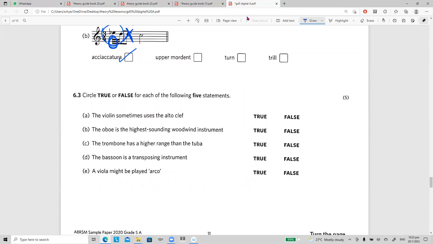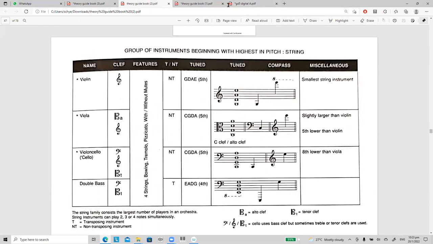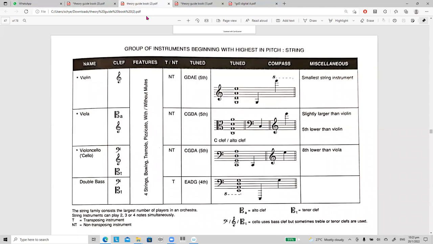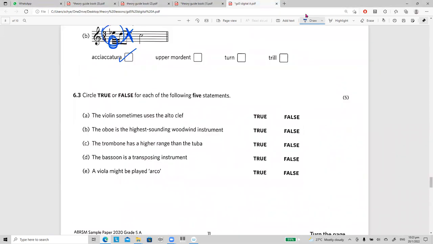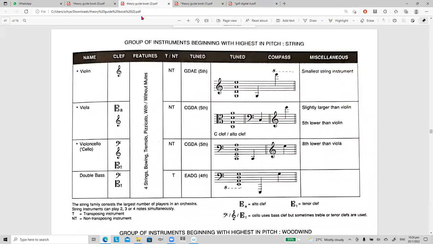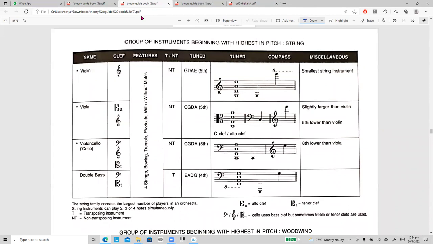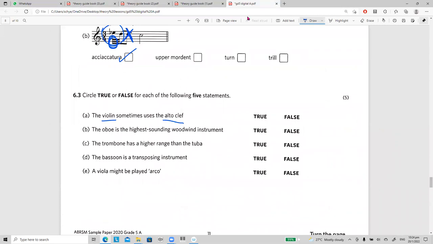The violin sometimes uses the alto clef. So let's look at the chart. You need to have a chart like this. Usually behind your Grade 5 theory book, you should be able to see this chart. If you don't have this chart, you can take a screenshot. So now you see violin. Can violin use alto clef? Violin, no. Violin only uses treble clef. Violin doesn't have alto clef. So this is false.